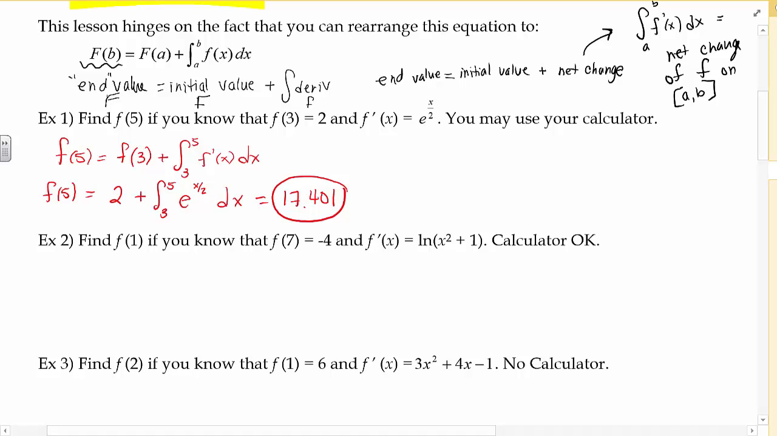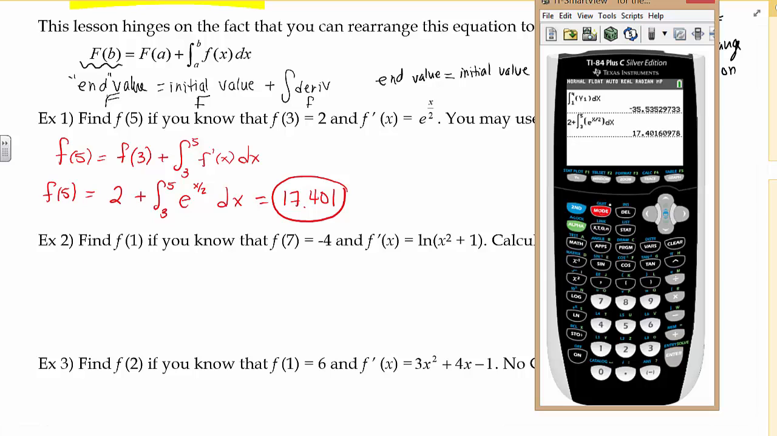All right, now if you have the old operating system, real quick, I'm going to switch mine back to classic mode. That's the old operating system, so if you have that, wonder if it'll let me second enter. Ooh, it will. If you have that one, it should be 2 plus fnInt of e to the x over 2, comma x, comma 3, comma 5: integrand, comma x, comma lower bound, comma upper bound.